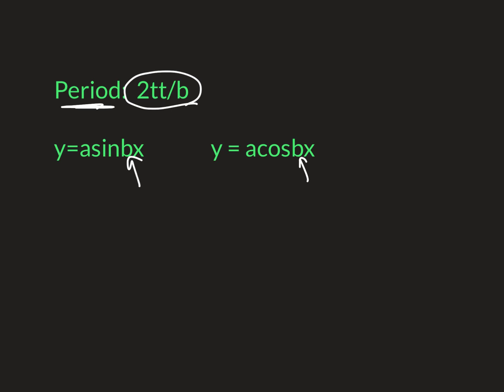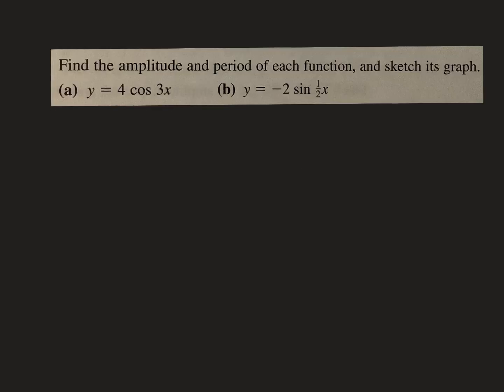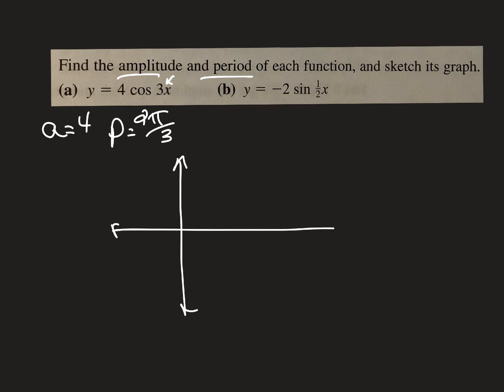Okay, now I got a couple to show you here. It says find the amplitude and the period of each function and sketch the graph. Okay, let's do this first one. First of all, the amplitude is the number in the front, it's 4. The period, you do 2 pi divided by the number in front of the x, 2 pi divided by 3. So when I start drawing my graph of this cosine, this time I got to go all the way up to 4 because that's the amplitude, all the way down to -4, that's the amplitude.